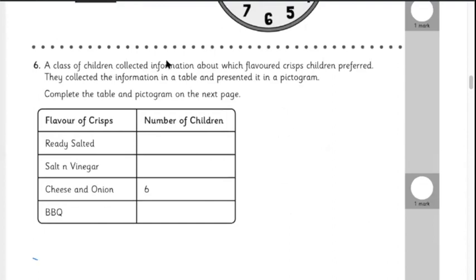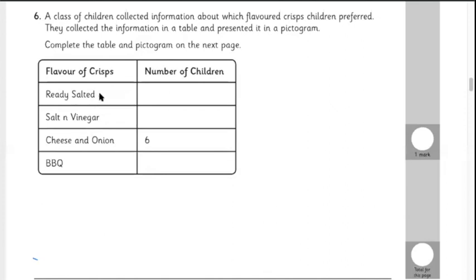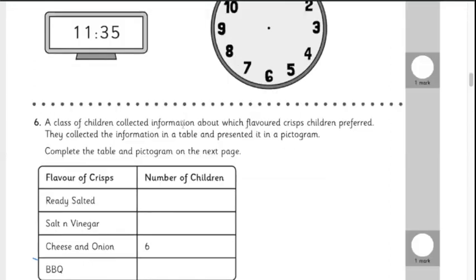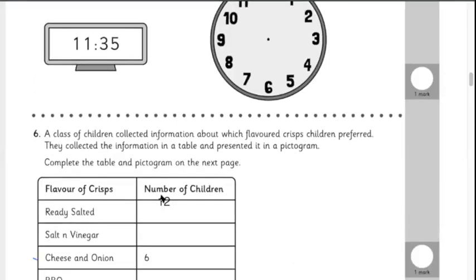So, a class of children collected information about which flavoured crisps children preferred. They collected information in a table and presented it in a pictogram. Complete the table and pictogram on the next page. So we're going to have to quickly go between the two here. So we have to find out how many children said ready salted crisps. So what we do is we look at the pictogram. If we know that each packet of crisps is 2 children, we have 1, 2, 3, 4, 5, 6 packets of crisps. So what we have to do is 6 times 2, which, as we know, because we all know our times tables, 6 times 2 is 12. Now, again, we need all of these correct, including the table and this here for the mark. Okay, so the answer is 12.